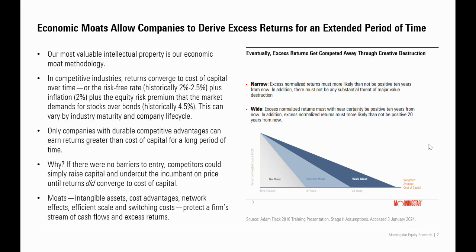Basically, the idea is that capitalism and Schumpeterian destruction guarantee that if companies can raise capital at a certain rate and invest it and receive a rate higher than that, then they will do so until those economic profits are competed away. Economic moats are great because they're structural advantages that prevent competitors from doing that.